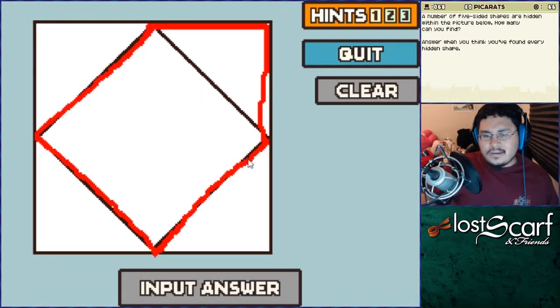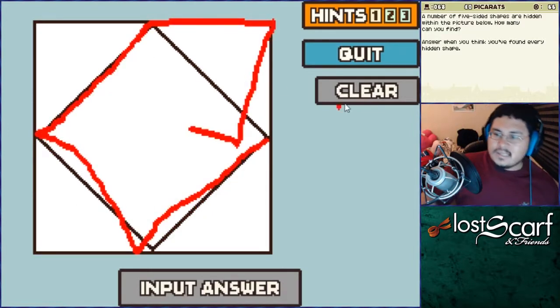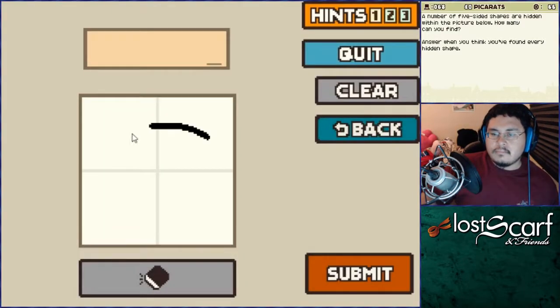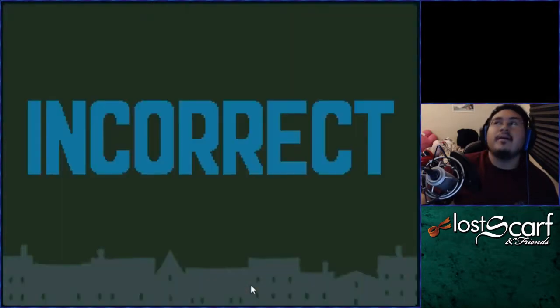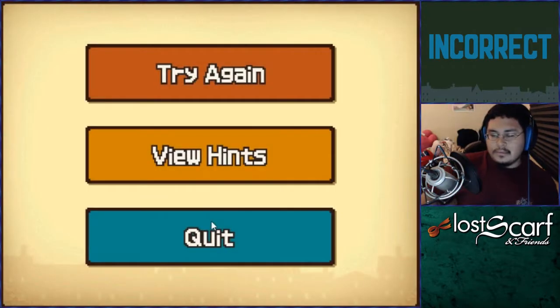Does that count as a pentagon? Suppose it does. So 1, 2, 3, 4. That's another 4, so that's 8. I just see 8. I'm going with 8. That should do it. Oh, alright, okay. I don't see enough of them. I suppose. Try again.